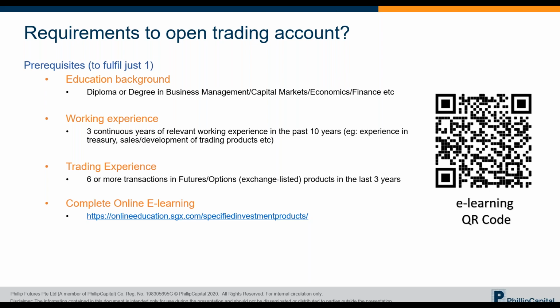If not, then there will be working experience criteria, which is 3 continuous years of relevant working experience in the recent 10 years. If not, then there will be trading experience. So if you have been trading with another broker in exchange listed futures or options products in the last 3 years, and you have 6 or more transactions, we are able to grant you futures trading access as well. And of course, if you don't fulfill the first 3 criteria, then there is this e-learning that you need to complete for us to provide you the trading access.